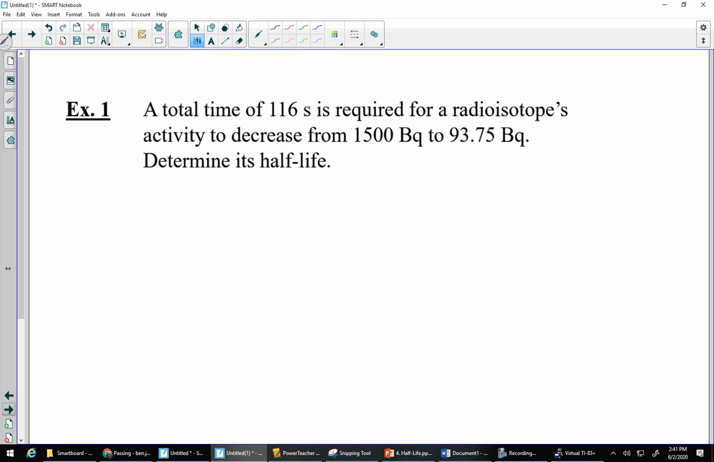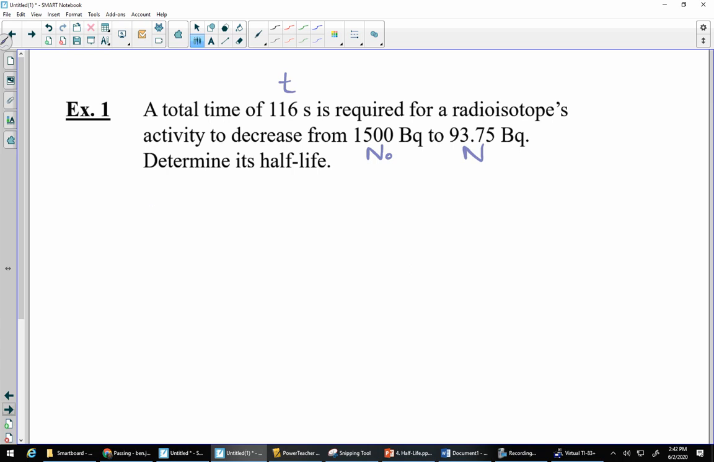So you've got a total time of 116 seconds. That's required for a radioisotope's activity to decay from 1,500 becquerels down to 93.75. So 1,500 was my original amount of radioactivity, and 93.75 becquerels is my final amount of radioactivity. We want to determine the half-life.